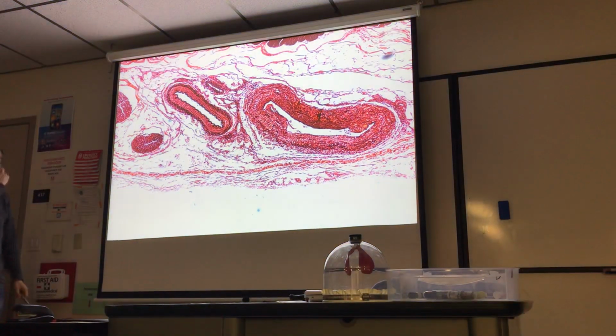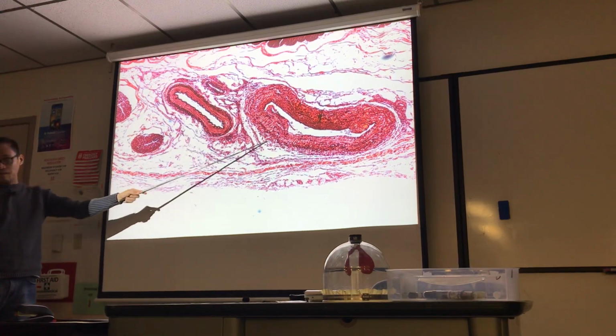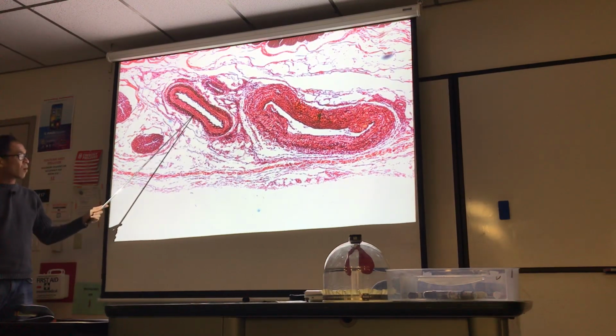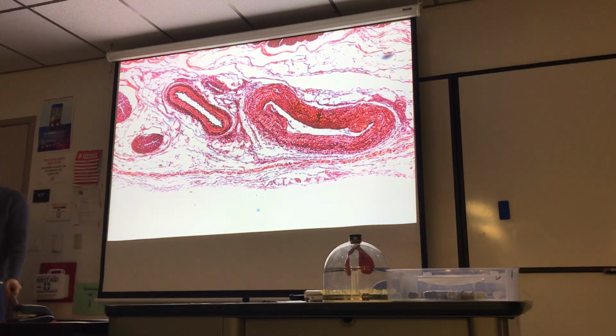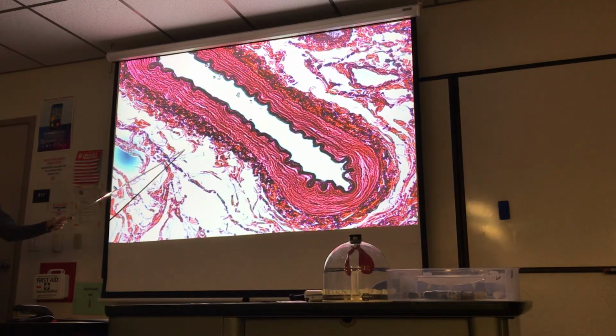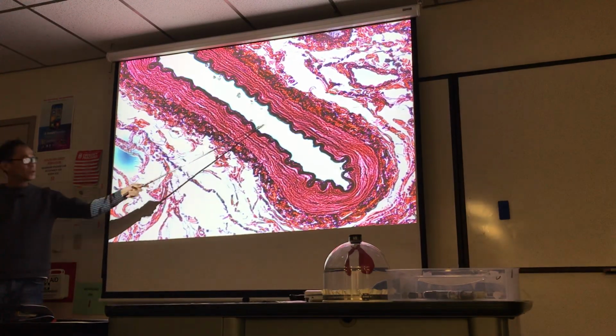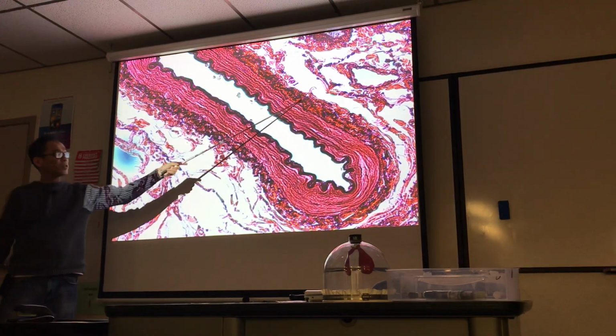Let's look at this slide here. The smaller blood vessels here, this is a muscular artery. That's a large vein, and that's a muscular artery. You can see all three tunics on both vessels. If we take a close-up look again, muscular artery. Tunica intima, tunica media, tunica adventitia.